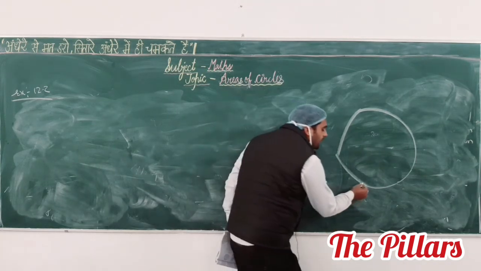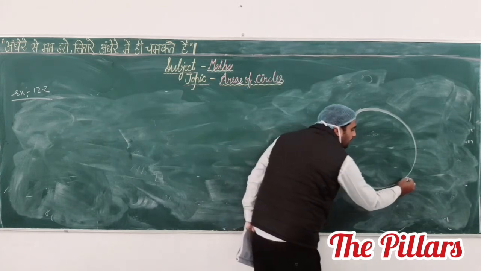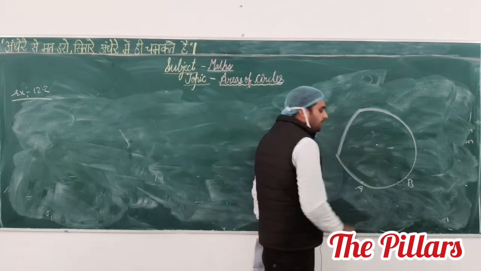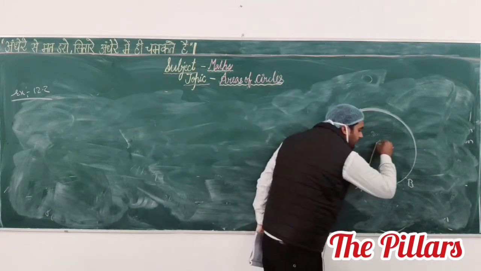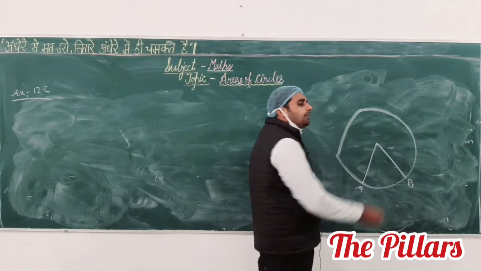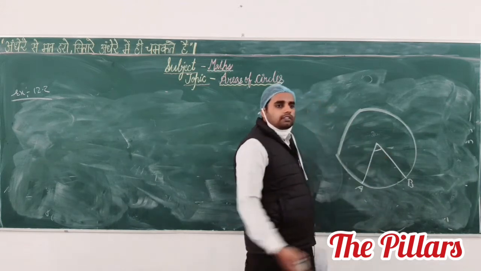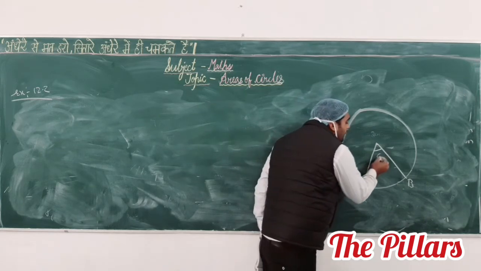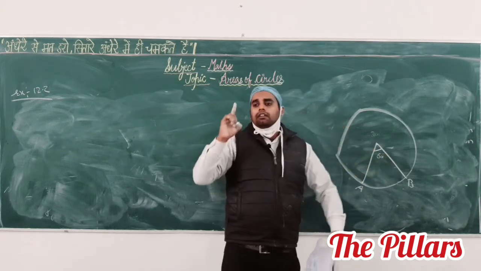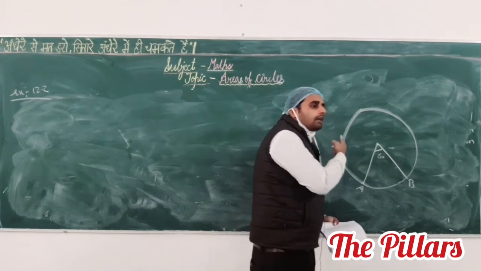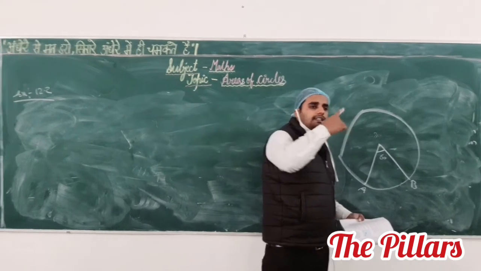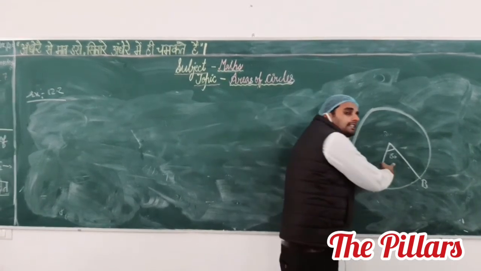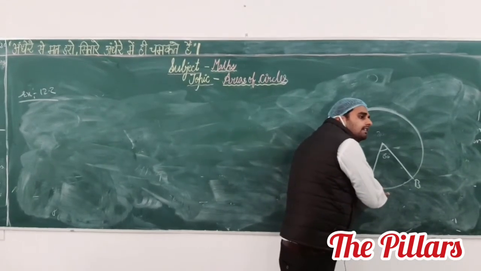Suppose we have fixed any arc, suppose this is arc AB. O is the center. The angle made by the arc at the center is said to be the central angle. Suppose this angle is theta, but here the value of theta is given as 60 degrees. Till central angle, is everyone clear or do you have a doubt? If the angle made by any arc at the center of the circle is less than 180 degrees, this arc is a minor arc.